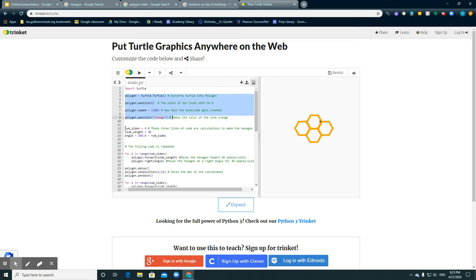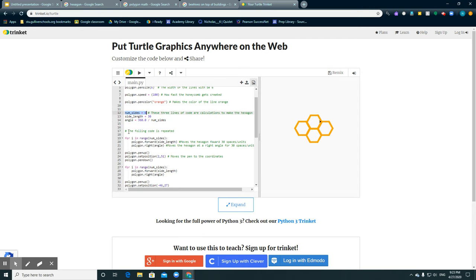Now here's the calculation for it. The number of sides is six because a hexagon does have six sides. The side length is 30, and this is just a personal preference for how big you want your hexagon to be. And this is the main math right here. It says angle equals 360 divided by the number of sides. So if we do 360 divided by the number of sides here, it would give us 60.